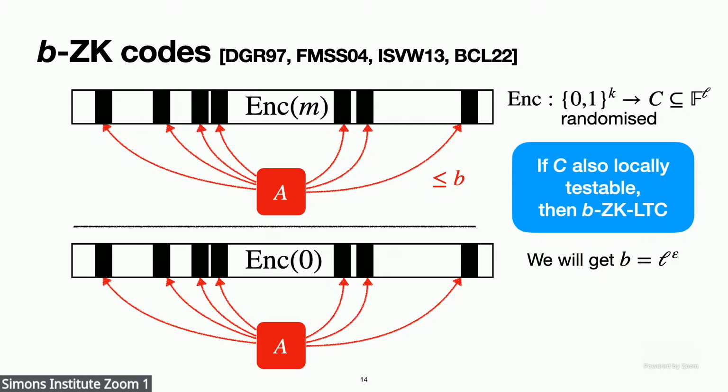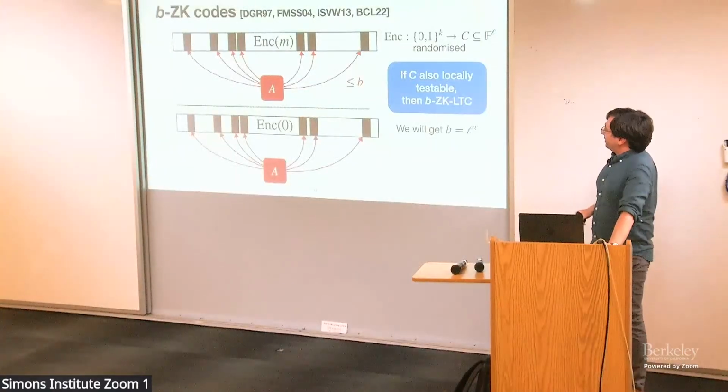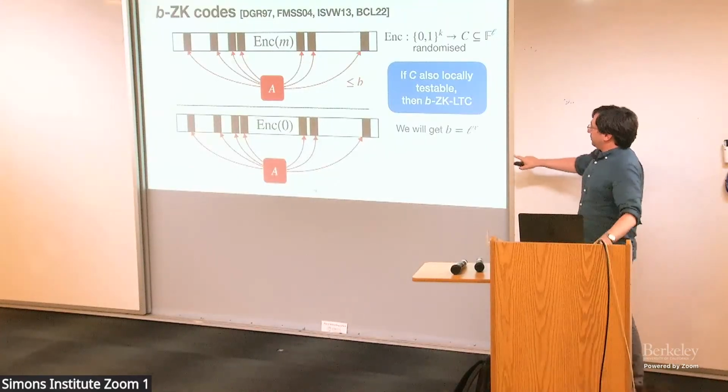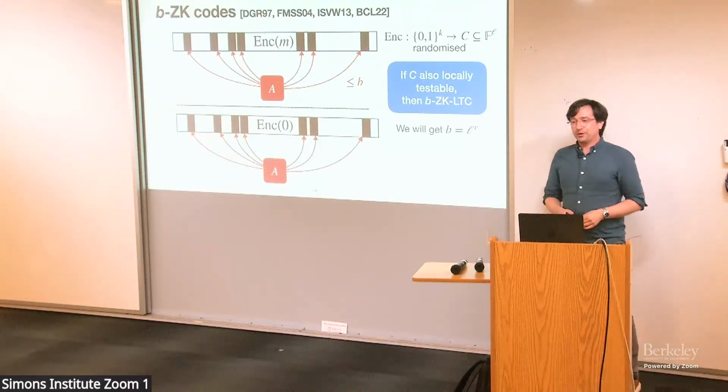I see. And you're hoping that the zero-knowledge resilience holds for a B that's larger than the local testing query complexity? Exactly. Yes. I'll explain this, but yes, it will be important that this B is larger than the query complexity of the local tester.